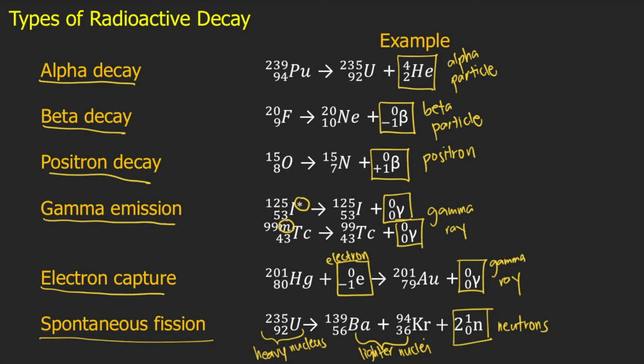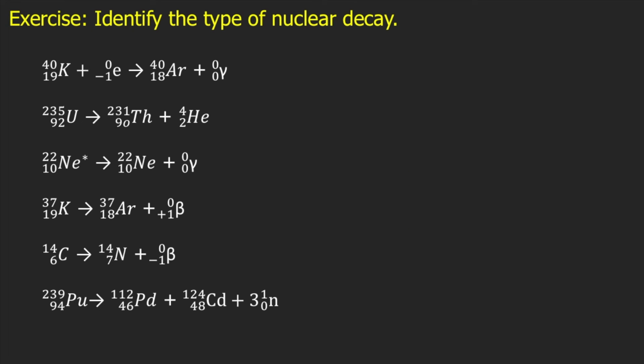So here are the common types of radioactive decay. You just need to familiarize yourself with the format and how these types of decay are written. If you're good with this, then we can answer some exercises in the next slide. For the last part of this video, we will just have some exercises. We need to identify the type of nuclear decay. We are given here six examples, so we just need to figure out what type of decay is in each example.